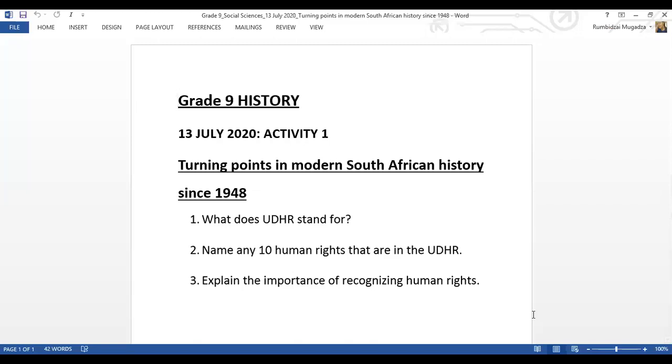So just correct your work. Number 2, name 10 human rights that are in the UDHR. So you're supposed to name 10 human rights, any human rights that are stipulated in the UDHR. Number 3, explain the importance of recognizing human rights. Why is it important to recognize human rights? So I hope you did your homework there.